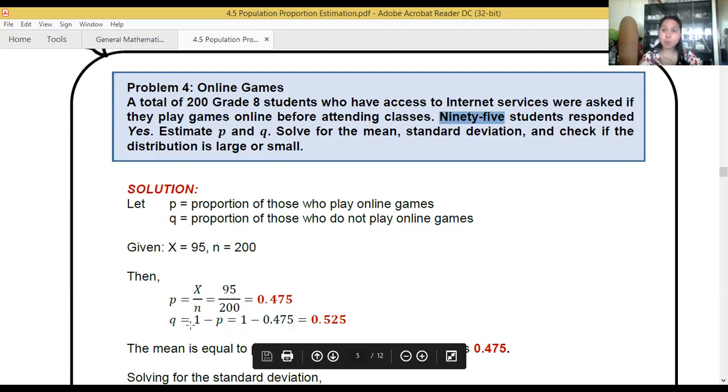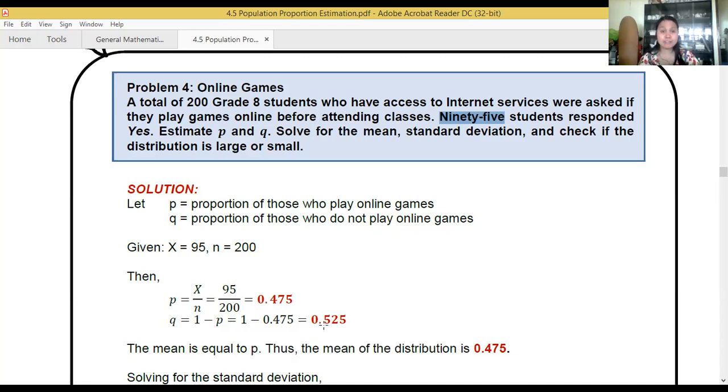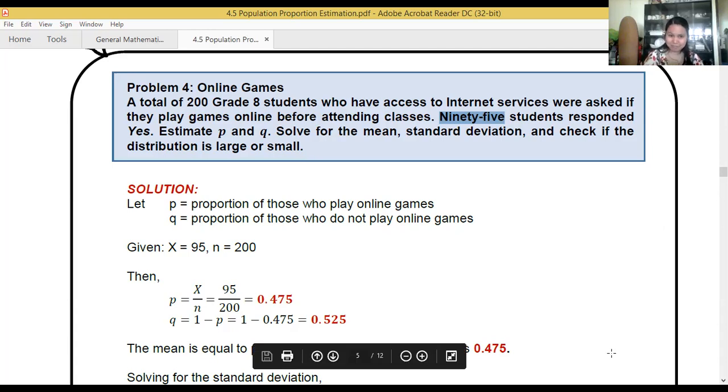Q, that's 1 minus P. The answer is 0.525, or that is 52.5%. So we say that 47.5% of the grade 8 students played online games before attending classes, while 52.5% do not play online games before attending classes.